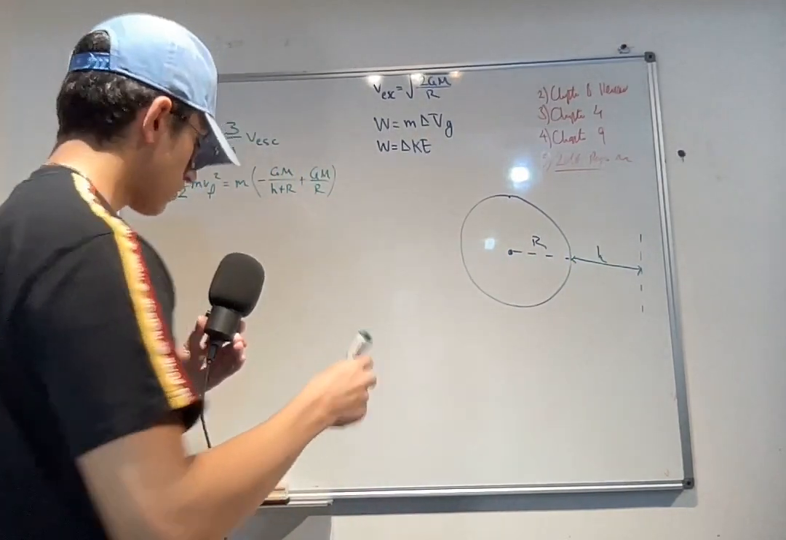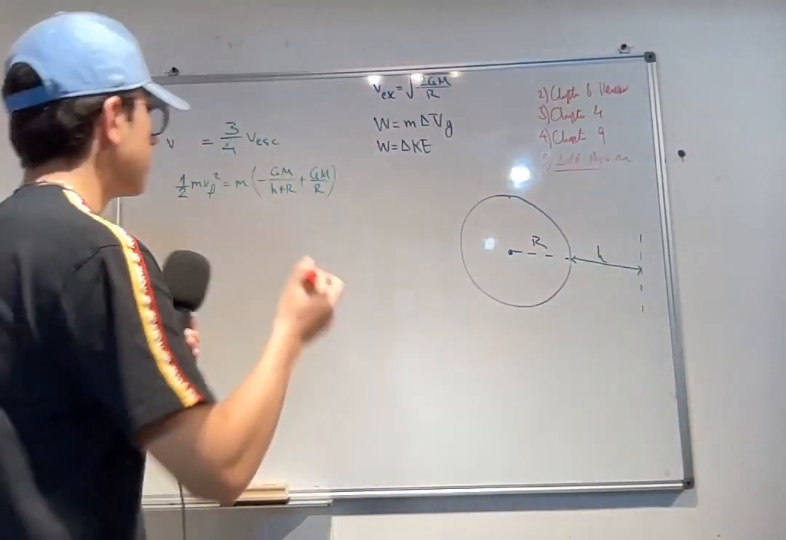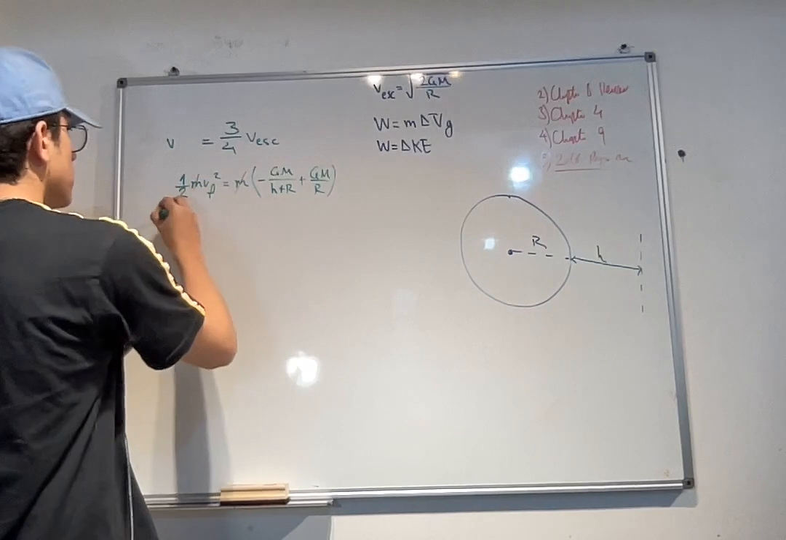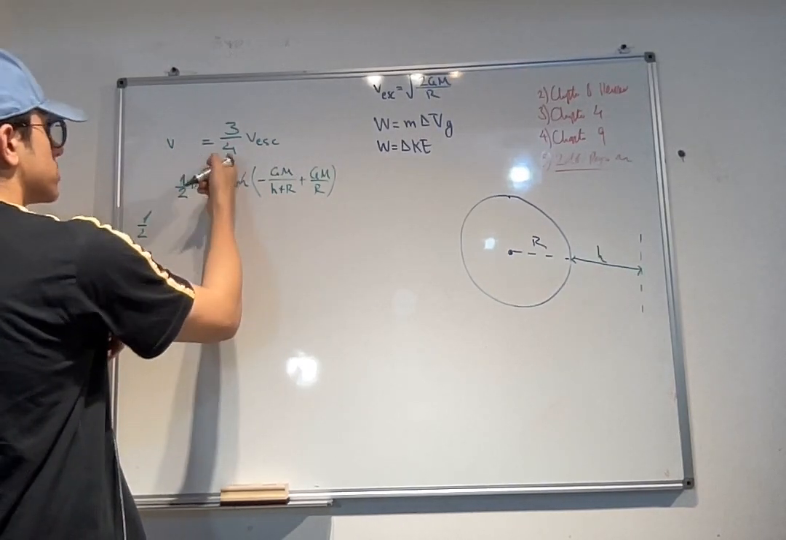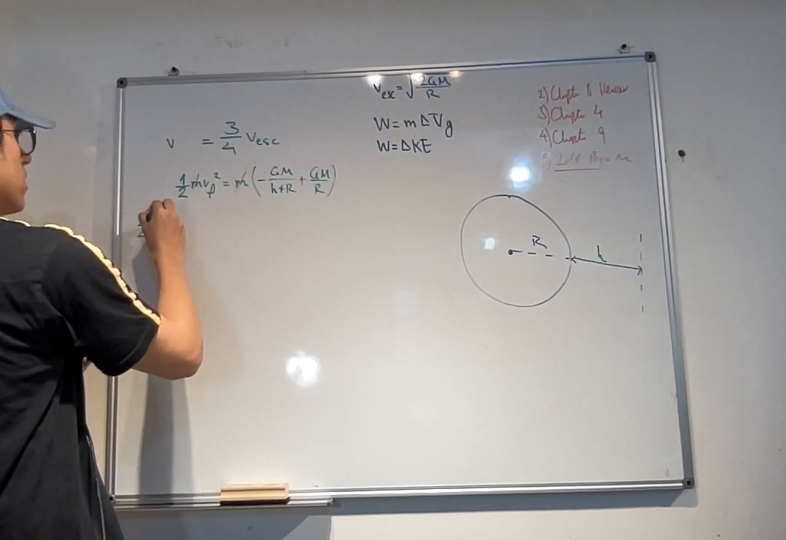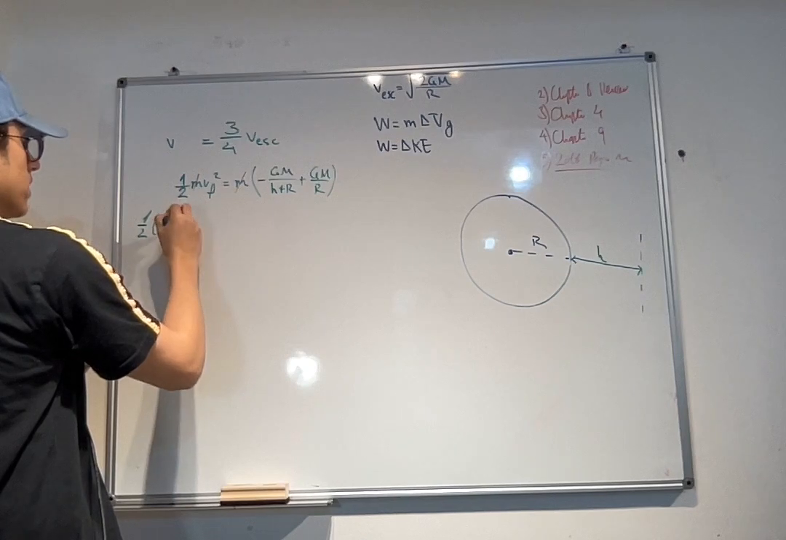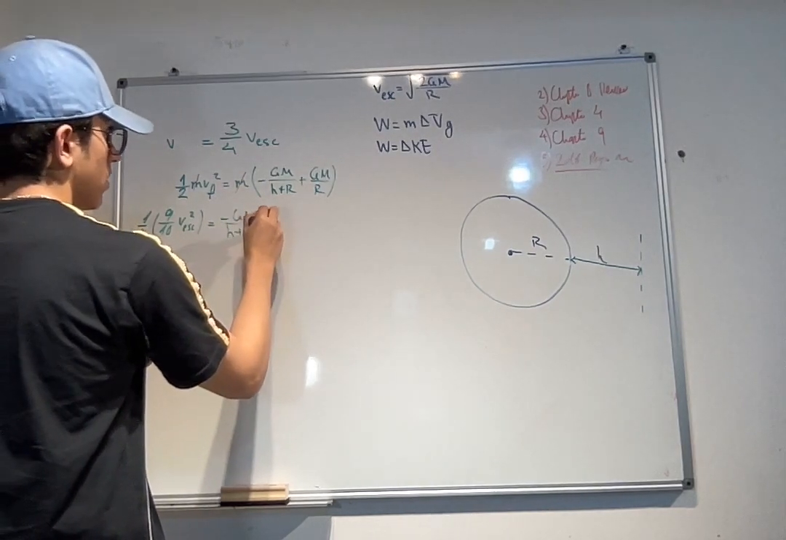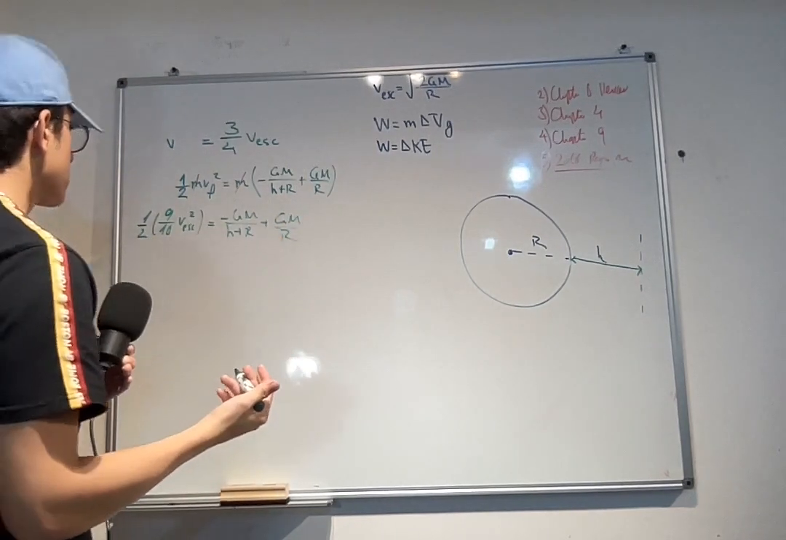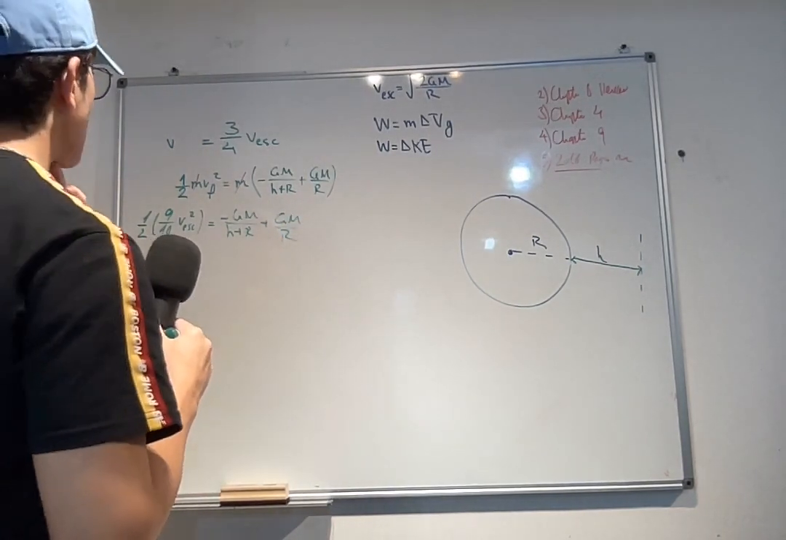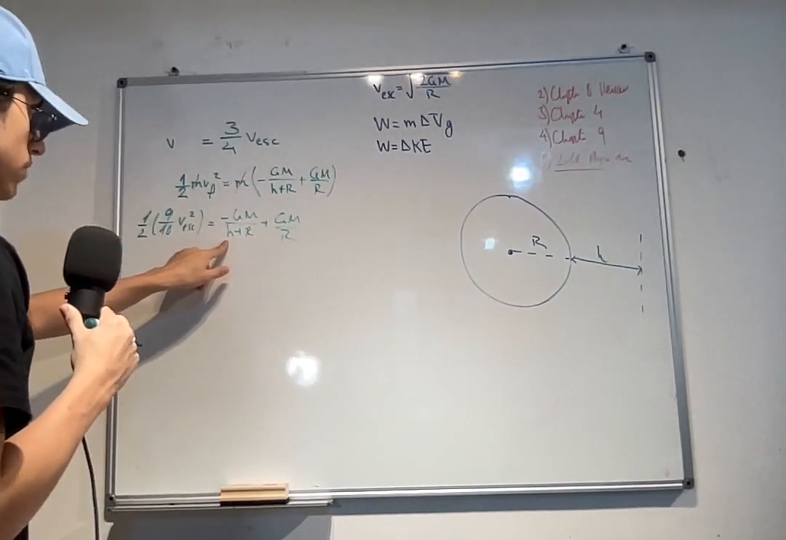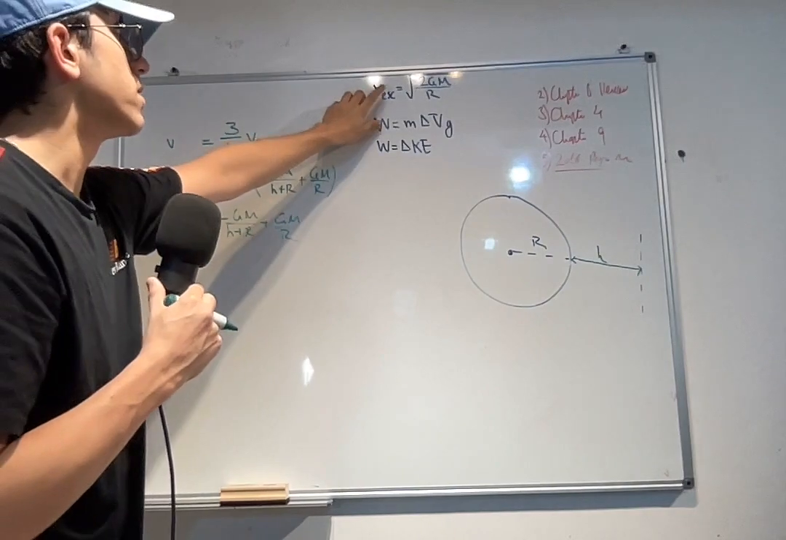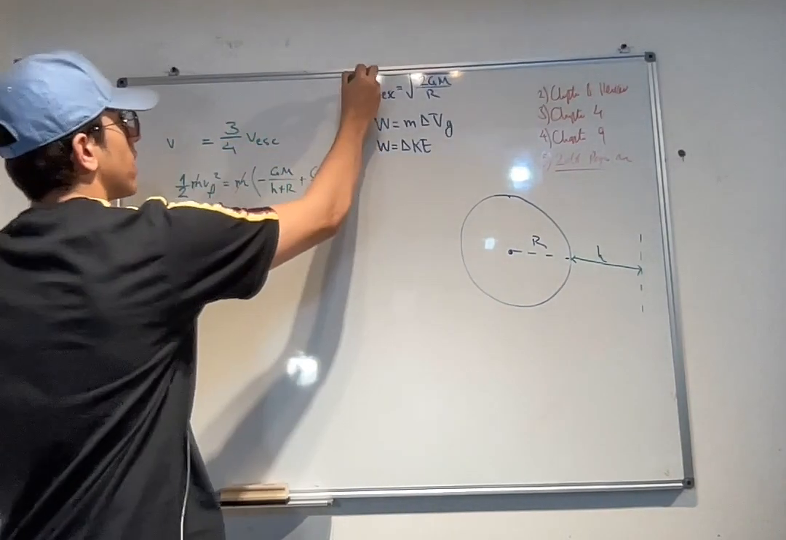So obviously, the masses cancel out. And now you can substitute in v, it's going to be 1 over 2 times 9 over 16 v escape velocity squared, equal to negative GM over h plus R plus GM over R. Now we want to find h in terms of R. So we have to find a way to get rid of this escape velocity. So you can substitute in for it.